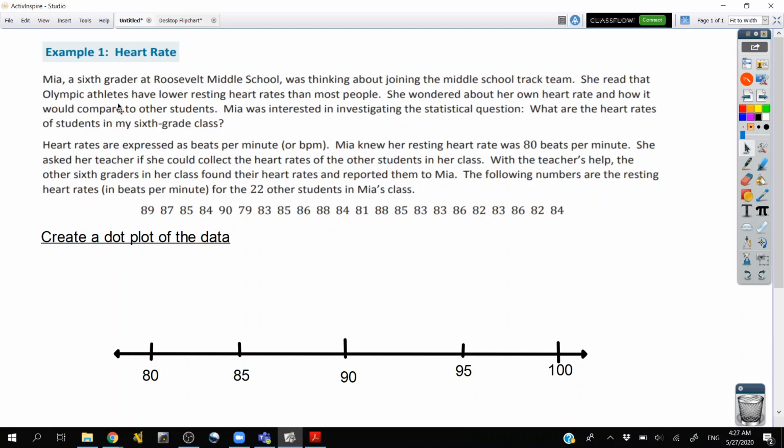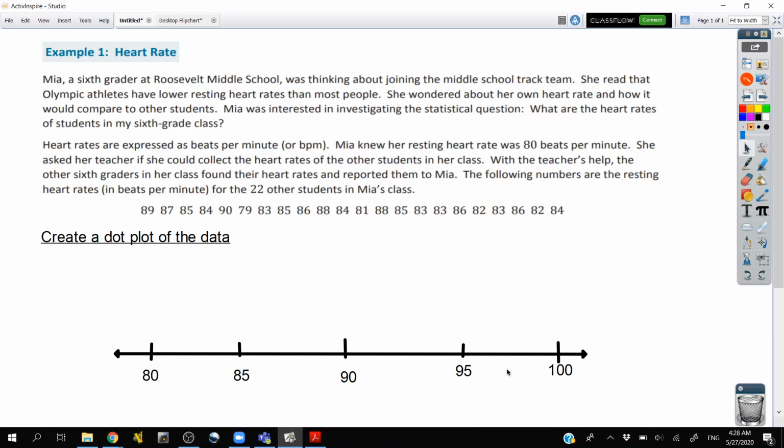It's interesting that it's absolutely true. Most professional athletes have lower resting heart rates. I've even heard Lance Armstrong at the height of his career had a resting heart rate of 45, which is insanely low. Heart rates are expressed in beats per minute. So when you calculated your heart rate and multiplied up, you were really finding how many times your heart beats in each minute. Mia knows her resting heart rate is 80, and you know your own also. She asked her teacher if she could collect the heart rates, and the teacher helped her get all the heart rates of the other 22 students, and here they are.